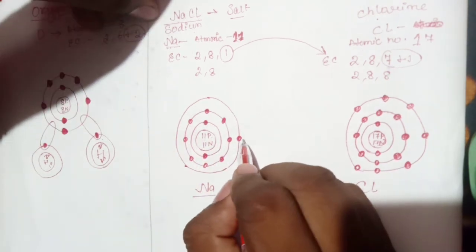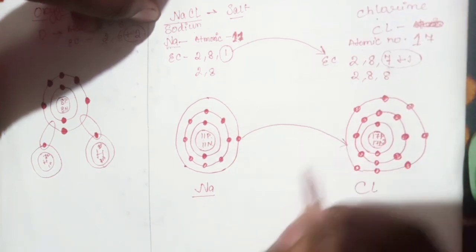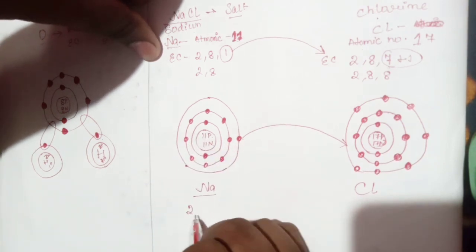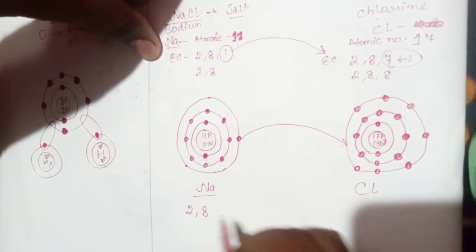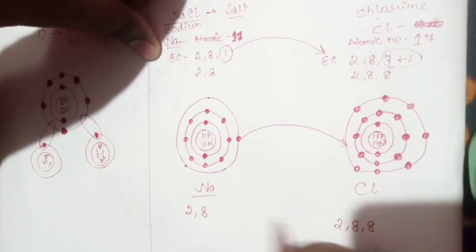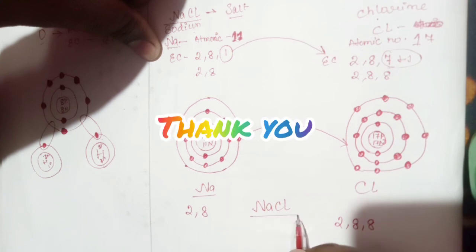So what does sodium do? Sodium gives 1 electron to chlorine and becomes stable with 2 and 8, and chlorine becomes stable with 2, 8 and 8. These two combine and make one common compound, that is sodium chloride.